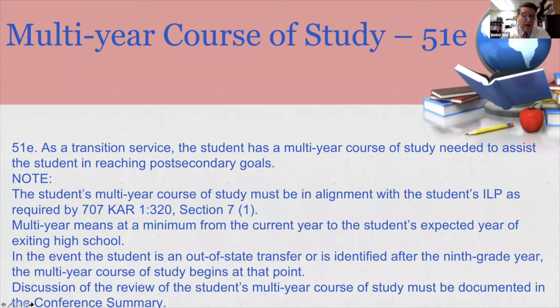In the event the student is an out-of-state transfer or is identified after the ninth grade year, the multi-year course of study begins at that point of entry. And then you would have to go ahead and develop that, and you put those courses in. Discussion of the review of the student's multi-year course of study must be documented in the conference summary. So I'm going to repeat that again.